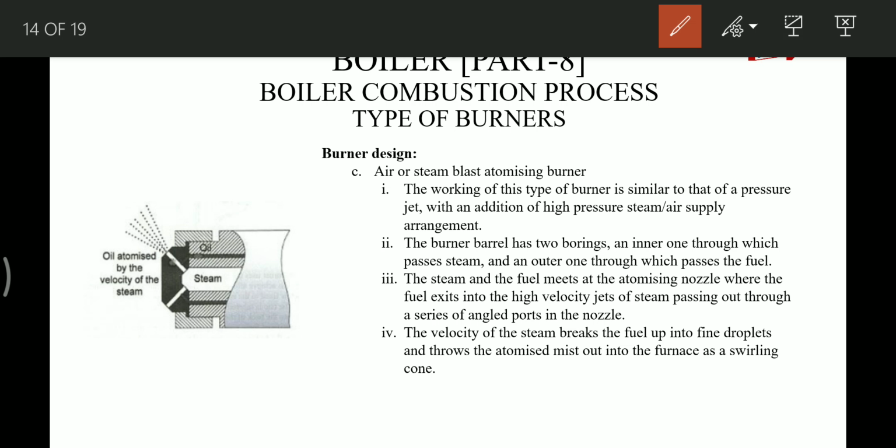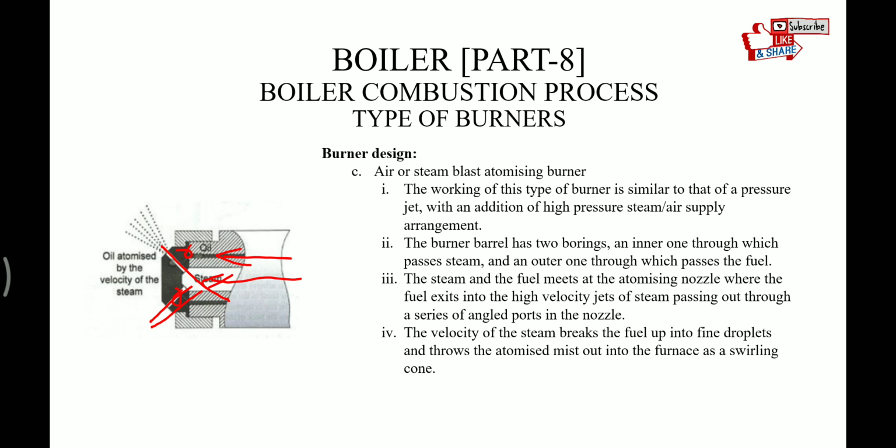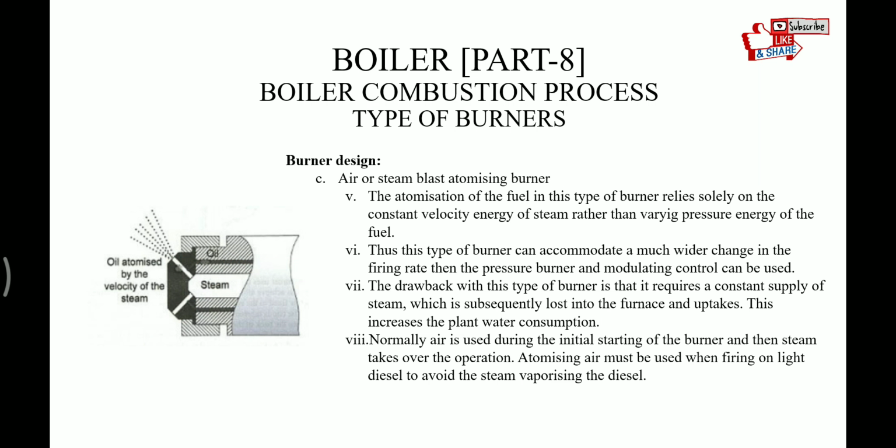So what happens in this burner? Steam is passed through the center of the bore and oil is passed on the outer bore and they both meet over here. The pressure of the steam atomizes the oil and it supplies atomized oil to the furnace. The atomization of the fuel in this type of burner relies solely on the constant velocity energy of the steam rather than varying pressure energy of the fuel.